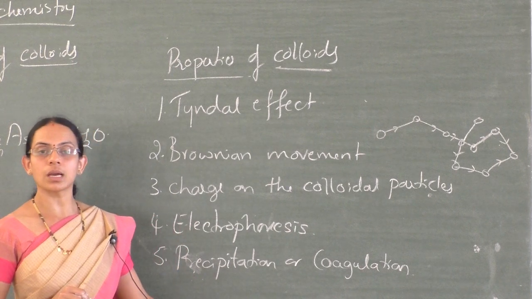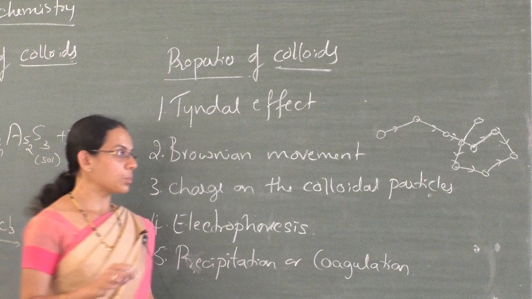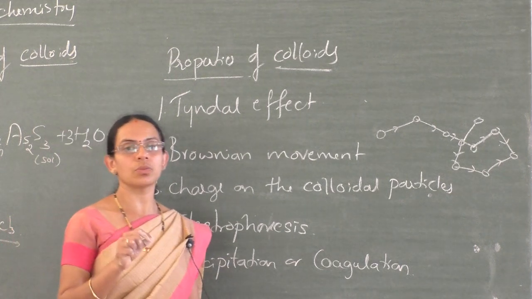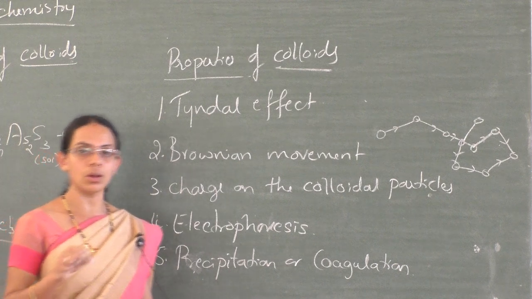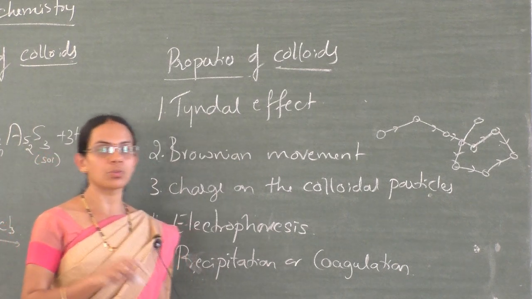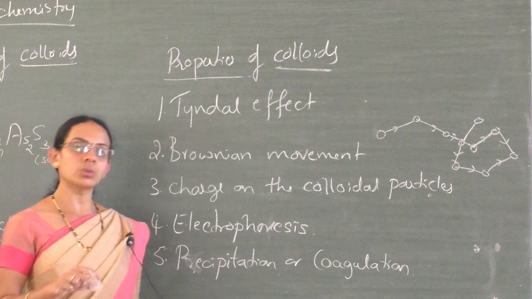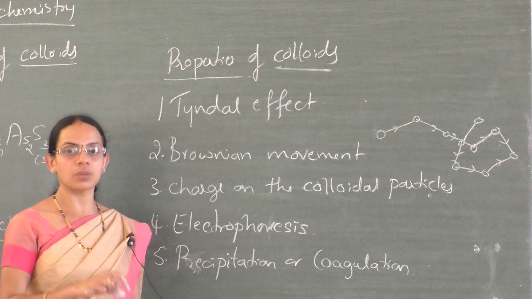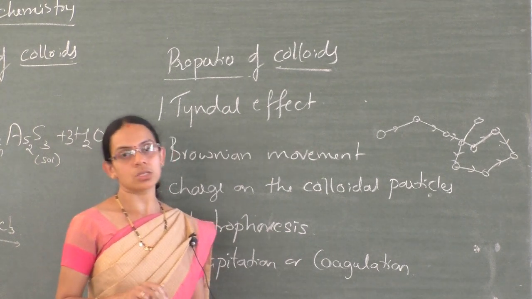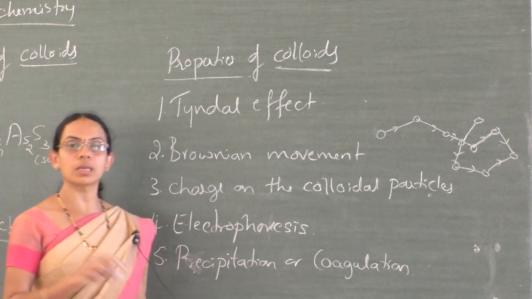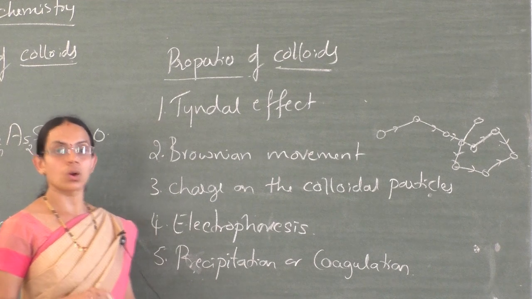And prolonged dialysis. Dialysis means removal of the ions or molecules or excess of electrolyte present in the colloidal sol by washing it with the flow of water, right? If you remove the last traces of electrolyte from the colloidal sol, that also causes the precipitation of colloidal sol. So prolonged dialysis also leads to coagulation.